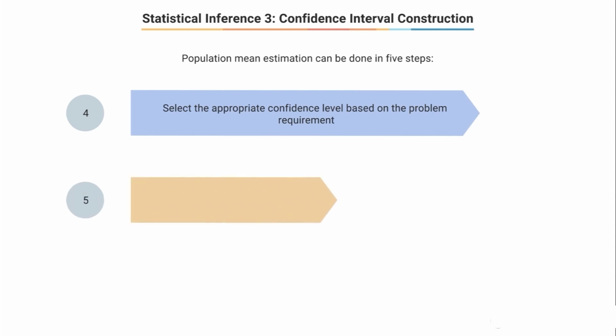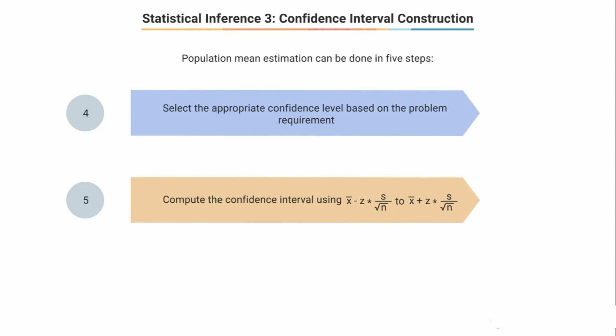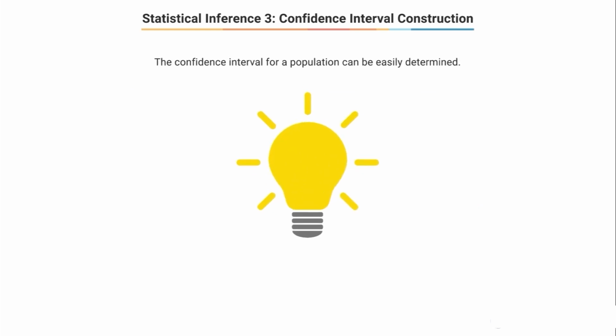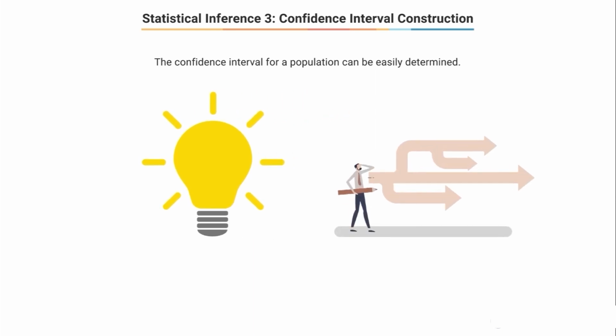Finally, compute the confidence interval given by x bar minus z into s by square root of n to x bar plus z into s by square root of n. Now that you know how to determine the confidence interval for a population, we'll take a look at some other scenarios that you might come across and learn how you can calculate the confidence interval for these scenarios.